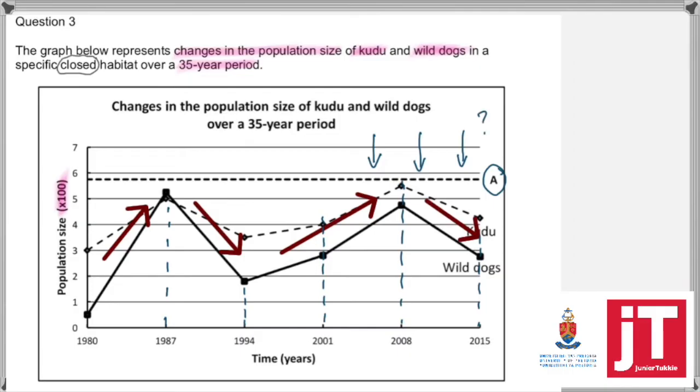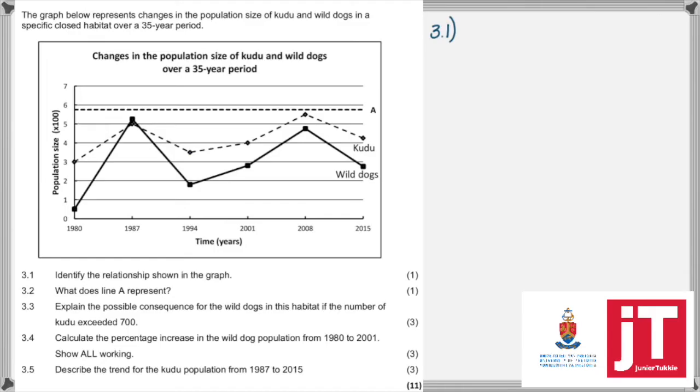Looking at the questions, they've given us that label A for a very specific reason as we move down the questions. But let's look at question 3.1 first. Identify the relationship that is shown in the graph.